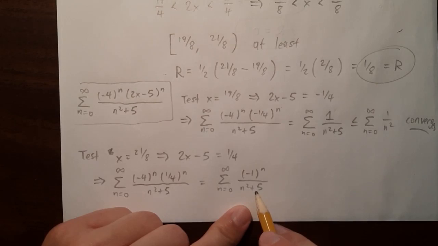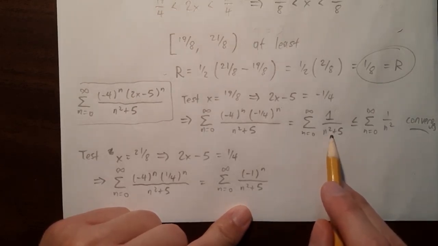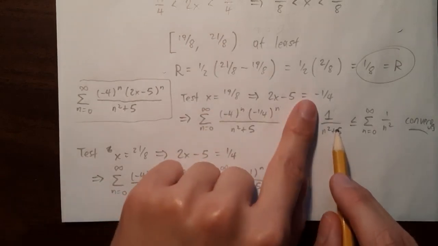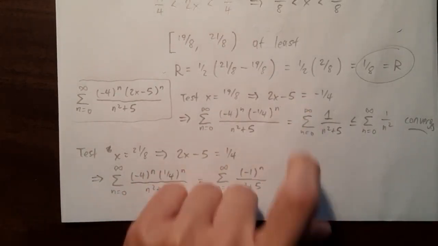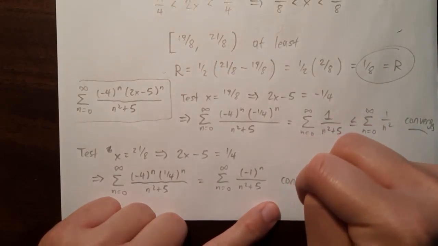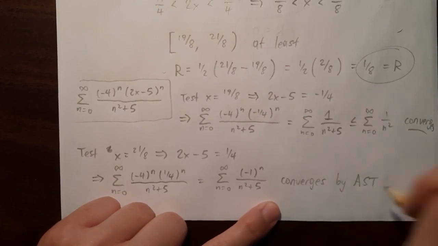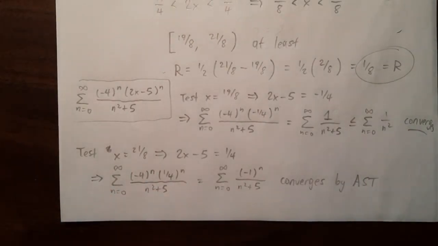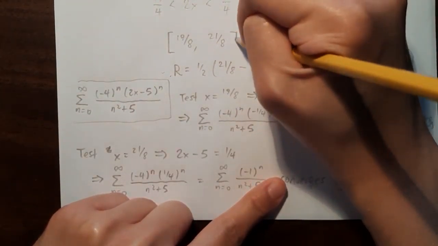If you apply the alternating series test, you take the positive version of the terms. And the positive version of the terms is this right here. And if I take n to infinity, that goes to 0. So indeed, this thing also converges by the alternating series test. So indeed, 21/8 should also be included. So in this case, both of the endpoints are included in our interval of convergence.